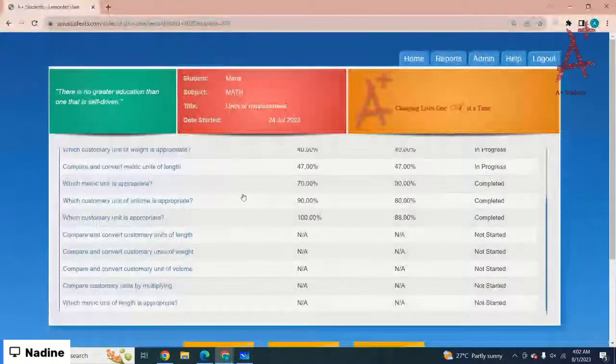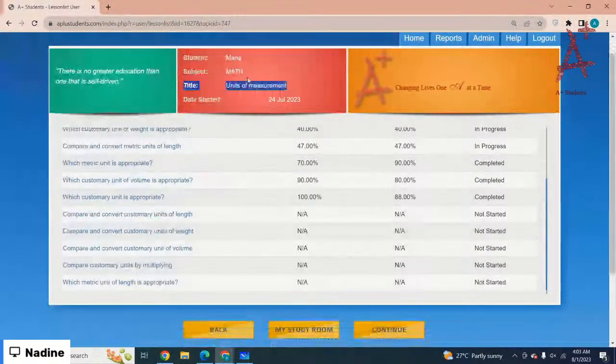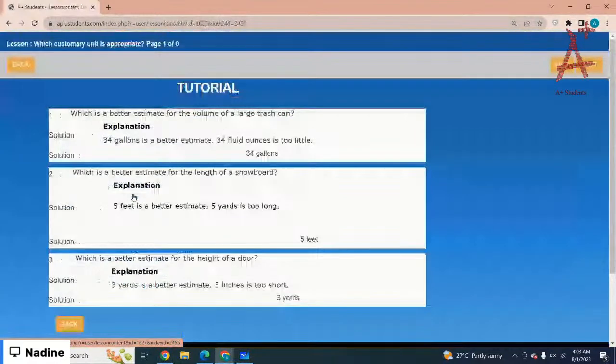Okay, here I am on grade 3 math. The chapter we're working on is unit of measurement. So let's start the lesson, that is which customary unit is appropriate. Which is a better estimate for the volume of a large trash can? You are not given the options here. Let's just start with the test questions.